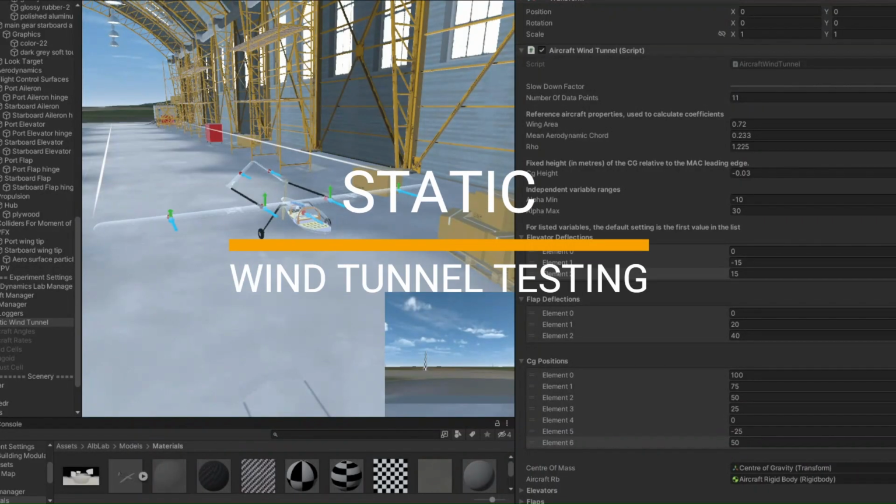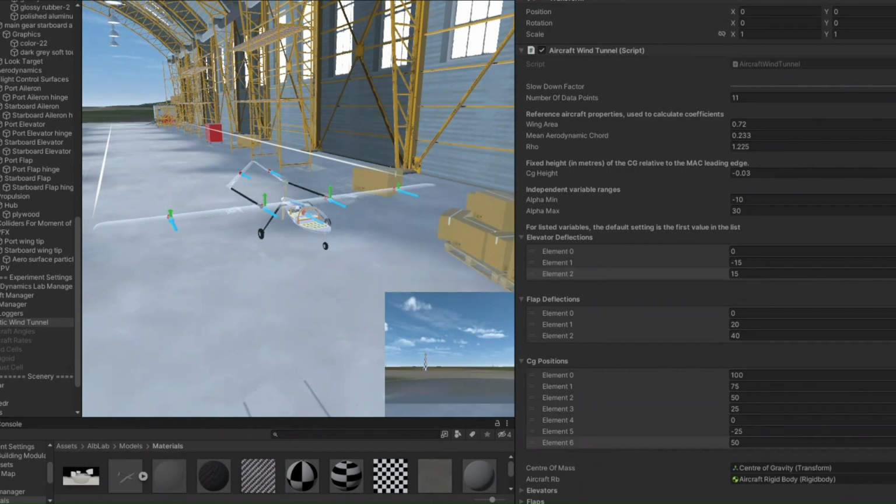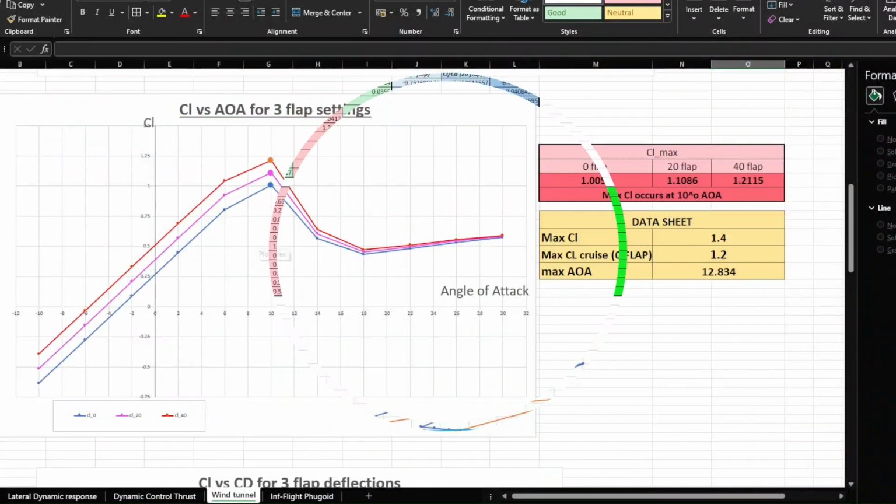Next, we conducted wind tunnel testing. This was tested for a set number of alphas, whilst parameters such as CG position, flap setting, and elevator deflection were all set. This was run, and the data for these static wind tunnel tests were recorded in Excel.